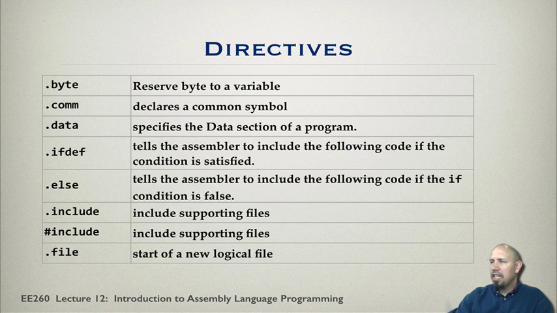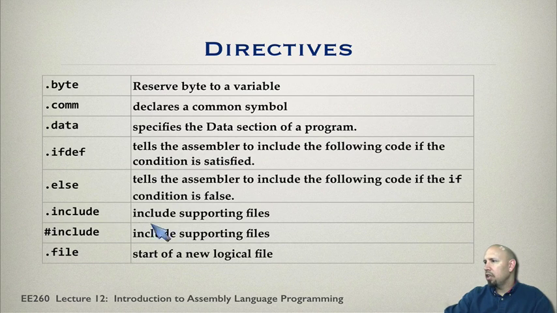.data specifies a data section of the program where data is defined. .ifdef is used to tell the assembler to include the following code if the condition is satisfied. .else tells the assembler to include the following code if the if condition is not satisfied. So if defined, then you do this; else, you do this. So in a sense, even the assembling of code together can have conditions based on it. If this is defined and that's not defined, and so forth, then we can do it that way.